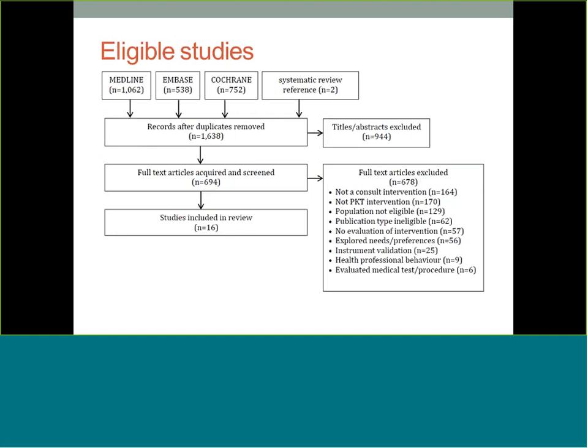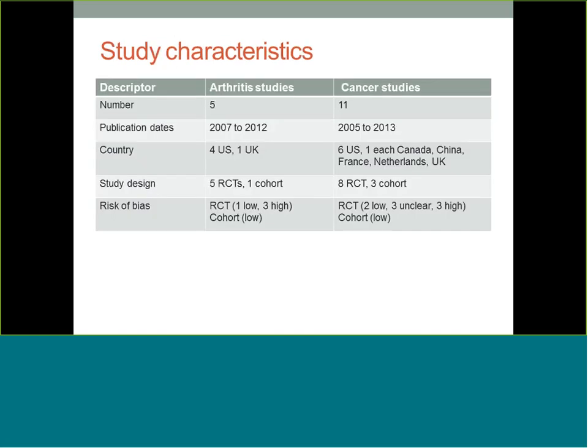Here's the PRISMA flow diagram. You can see that of more than 1,600 studies, a lot of them were excluded, and we ended up with 16 studies that were eligible for our review. Here you can see some of those study characteristics. There were more cancer studies than arthritis studies. Most of them across both conditions were randomized controlled trials, and you can see that they were of variable quality.